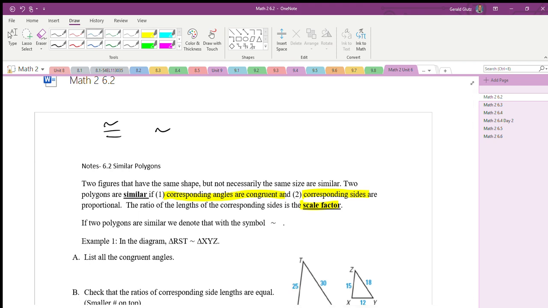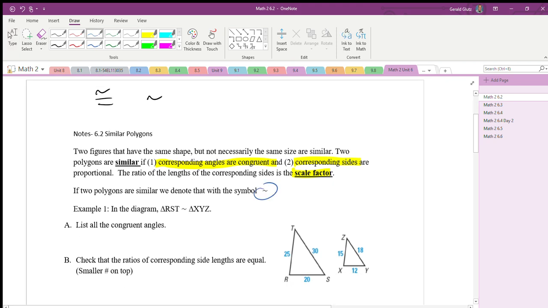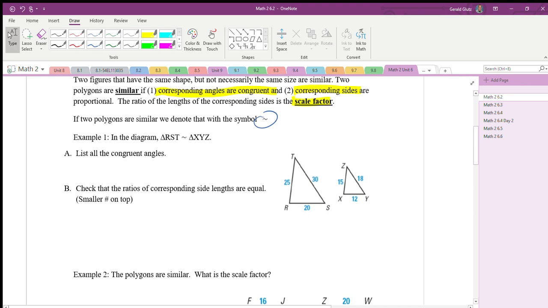In example one, and this is the symbol we use, just like I mentioned before, we have to list all the congruent angles. So the corresponding angle to R: angle R is corresponding to angle X, so angle R is congruent to angle X. Angle T is corresponding to angle Z, so those two are congruent. Angle T is congruent to angle Z. And the last one, S and Y are corresponding, so angle S is congruent to angle Y.